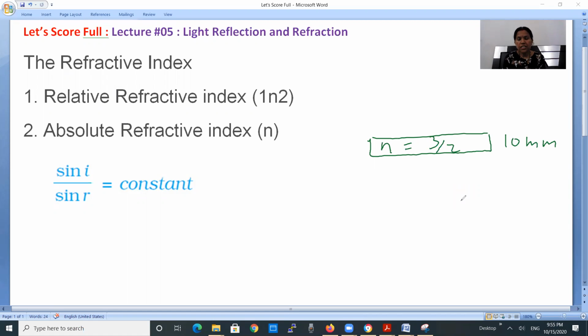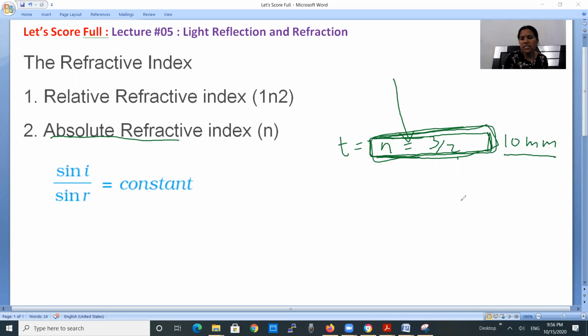I am not mentioning any other medium, so definitely it will be with respect to air. It means it is absolute refractive index. Clear? Okay. So my question is, if the thickness of the glass slab is 10 mm, the refractive index is 3 by 2, which is absolute refractive index, and light is coming, how much time will it take to pass this glass slab?